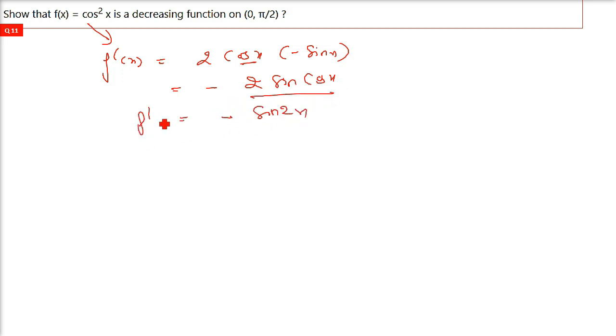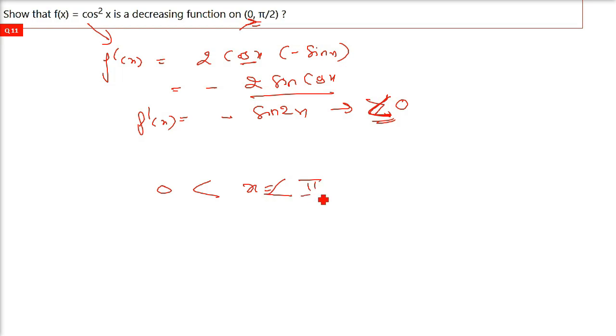So we have to show that it is decreasing. If you are able to show that in this interval 0 to pi by 2 it is always negative, that is, less than 0, then we are done. So you have to prove that sin 2x is going to be positive, because the negative is already there with us. We just need to show that sin 2x is positive.